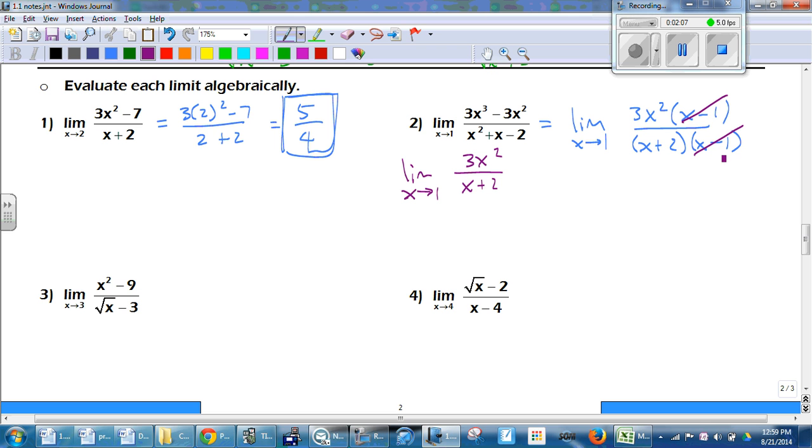This x minus 1 that was on top and bottom, that's what was giving us the 0 over 0. Now that they're gone, we're not going to get 0 over 0 anymore. We're going to get our actual limit. So we can use direct substitution. Just put 1 in for x. So on top we get 3, bottom we get 3, so our limit comes out to be 1.